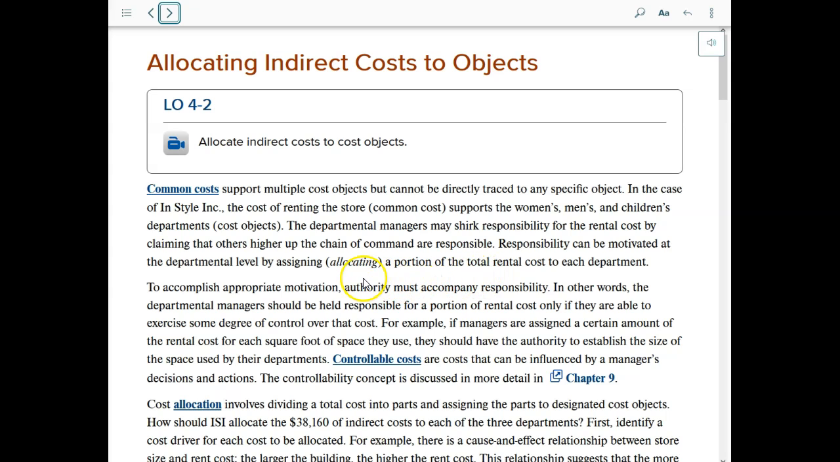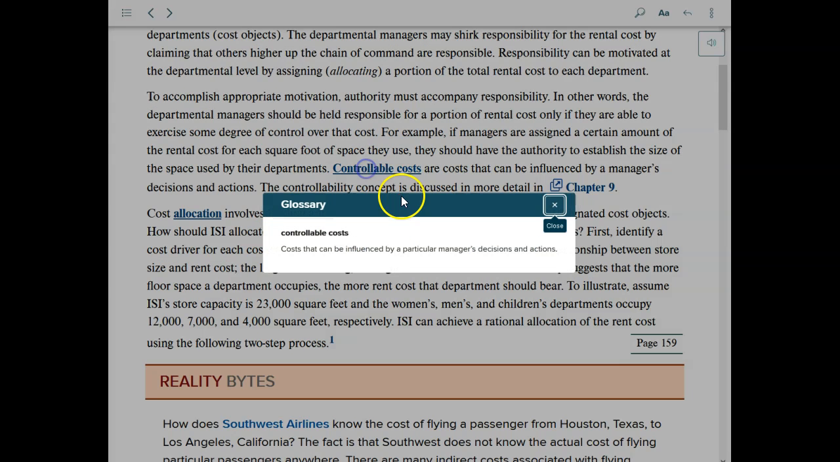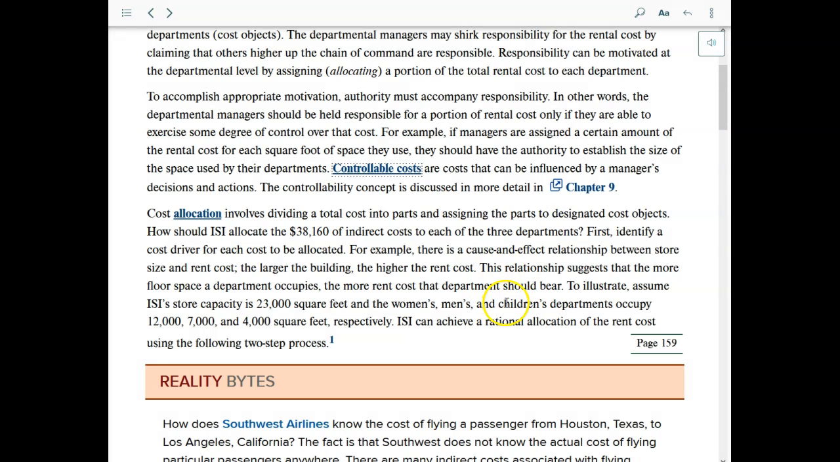Okay, we have common cost. Those are sort of the indirect costs, which cannot be easily traced to a specific object, like a specific department. You can read the definitions on the other. Controllable cost will be costs that can be influenced by a particular manager's decisions and actions. And cost allocation is what we're going to do in just a minute: allocate those indirect costs to those various departments.